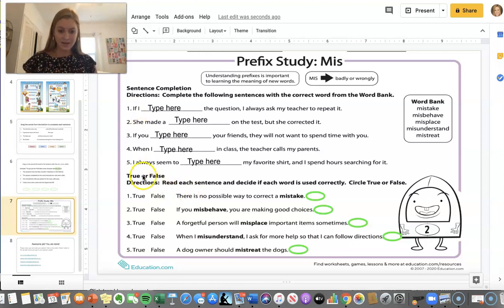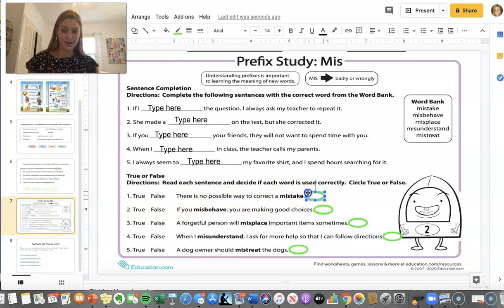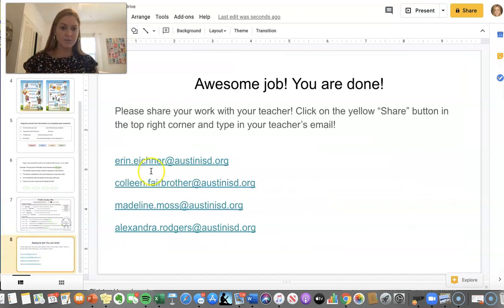And then down here, it'll be a true or false activity. So you will read the sentence and decide if they used the word correctly. So number 1 says, there's no possible way to correct a mistake. So you're going to click on your green circle and you'll either drag it to true or false. Okay, you'll do that for those 5. And then once you finish that, you are done with your prefix lesson for today.